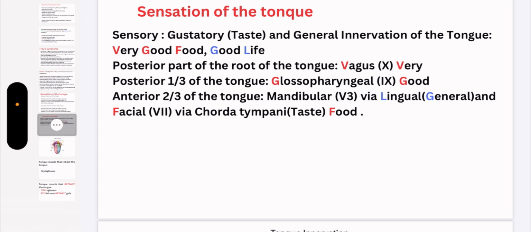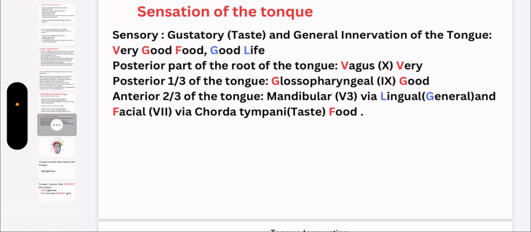How can you remember this one? You remember it by remembering just one phrase: very good food, good life. We're coming from back to front. The V in very is for vagus. So the vagus gives the gustatory and general sensation of the posterior part of the root of the tongue. Good is for glossopharyngeal, which supplies the posterior third of the tongue for gustatory and general sensation.